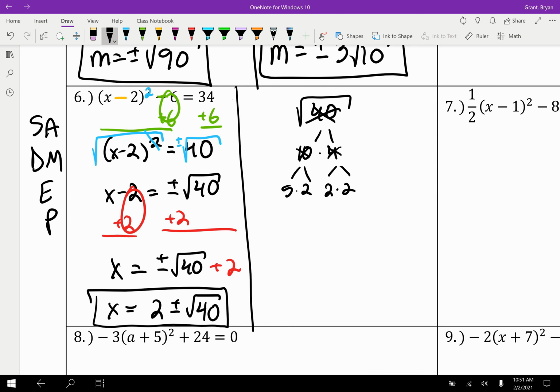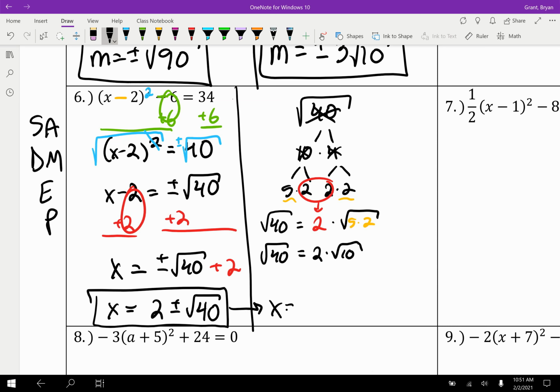Breaking everything down. So instead of the square root of 40, what we're really going to say, let's see, I see a pair of 2's right here. They don't have to be right next to each other, so that goes on the outside. And then I see our 5 and 2, which don't have pairs, so they go on the inside. So I think our square root of 40 is 2 times the square root of 10. And so what happens over here is this actually is written as x equals 2 plus or minus, and instead of the square root of 40, it is 2 square roots of 10.